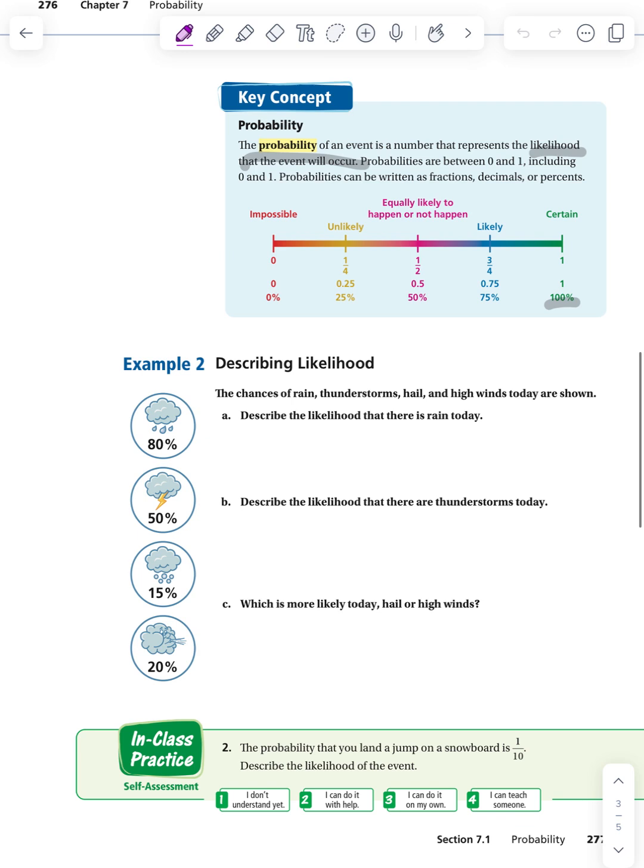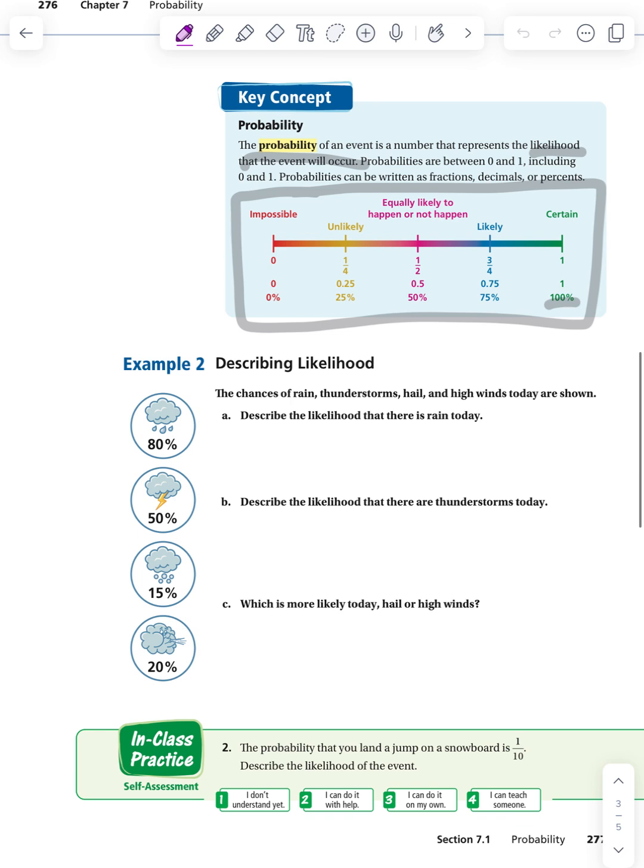So you can see this little chart of how if it's impossible, it's 0 or 0%. If it is equally likely, it's 1/2, 0.5, or 50%. So those are all the same number. And then if something is absolutely going to happen, so rolling a 6-sided dice and landing on a number 1 through 6, that's 100% going to happen. So certain can be explained as 1 or 100%.